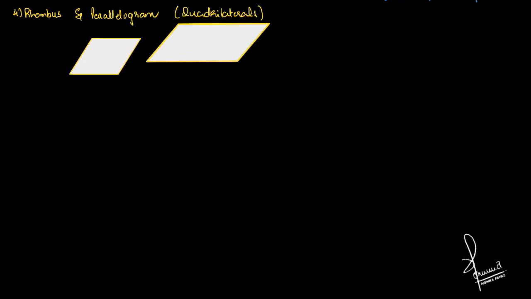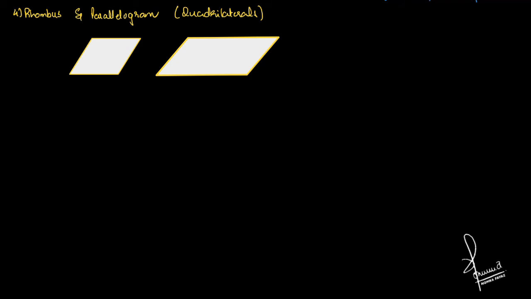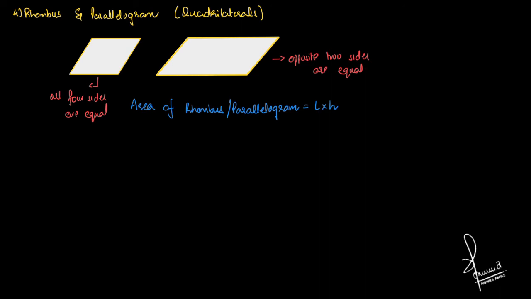The fourth shape that we will be discussing is a rhombus and a parallelogram. So this is a rhombus and this is a parallelogram. Now, if you have not already noticed, in a parallelogram, like a rectangle, only the two opposite sides are equal. And in a rhombus, all four sides are equal, like a square. The formula for the area of a rhombus and a parallelogram is the same, which is length into height.